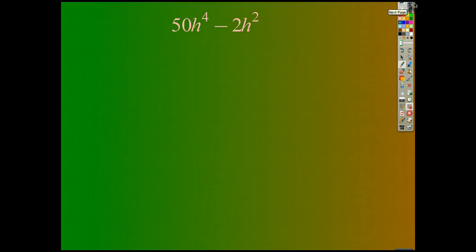Okay, so we have 50h to the fourth minus 2h squared. Take a second and see if you can figure out what we're going to factor out here first. Well, hopefully you notice that first of all, they're both even, so we can take out 2. And then there's h to the fourth and h squared here, so we can take out an h squared. And I'm left with, well, 50 divided by 2 is 25, and I'm going to have h squared. And then minus 2h squared, so this is going to be minus 1.